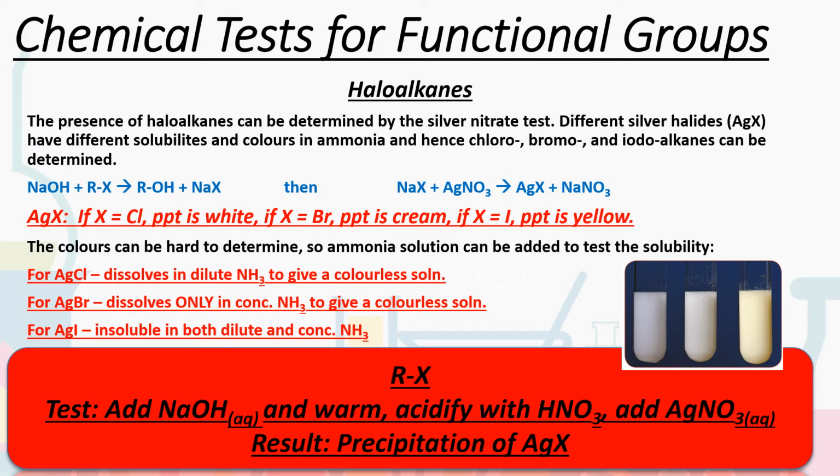So generally, to test for a haloalkane, add sodium hydroxide, add nitric acid, add silver nitrate. We then get our precipitation of our silver halides. We can tell those apart from the white, cream or yellow colours. Or to be more accurate, add dilute ammonia, add concentrated ammonia, and see when the precipitates dissolve, or if they don't, it's silver iodide.